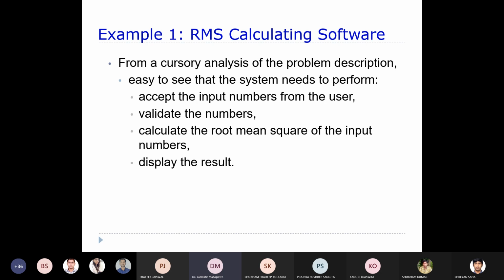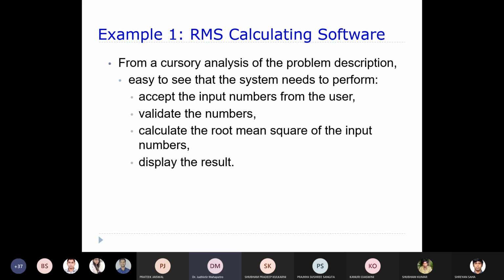So these are the various requirements that need to be met as part of your RMS calculating software. We have seen this in the previous lecture also. Accept the input numbers from the user, so it is going to take three or four input numbers. Then we need to validate those numbers. After the numbers are validated, they will be given as input to the root mean square module, which will calculate the value, and then the result will be displayed. This is what we have seen.